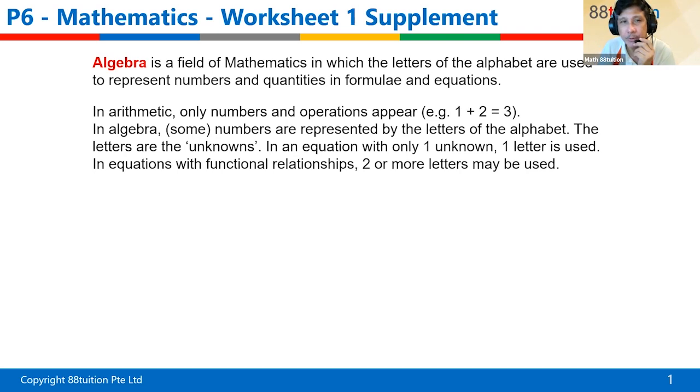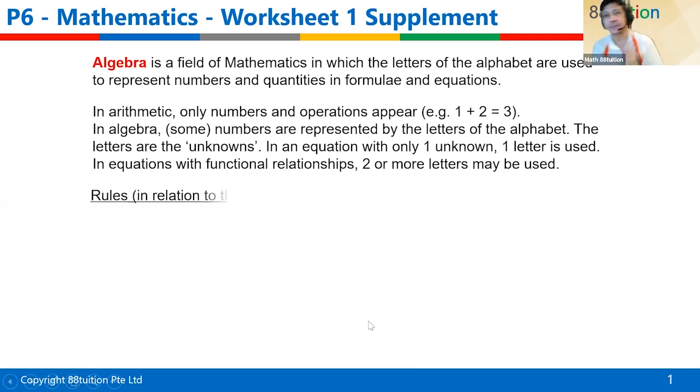So what are functional relationships? Functional relationships means the value of this unknown letter is sometimes dependent on another value. For example, let's say we know that the length of a rectangle is twice the breadth. Because the length is always twice the breadth, this is known as a functional relationship, which means if the breadth is 2, the length must be 4. If the breadth is 3, the length will be 6. So this kind of functional relationship can actually be represented in algebra.